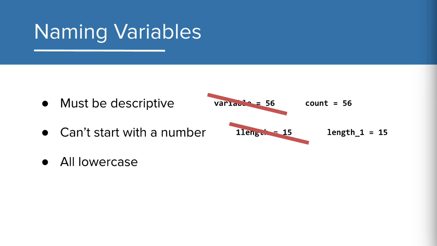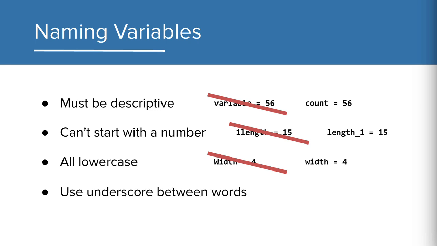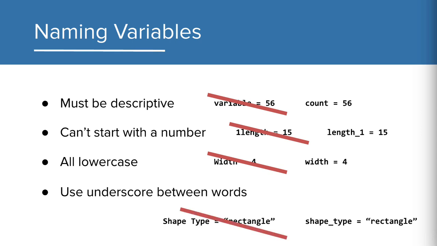All letters in a variable name should be lowercase. So instead of width with a capital W, we should have width with a lowercase w. Variable names should use underscores between words. So instead of shape space type, we would write shape_type.